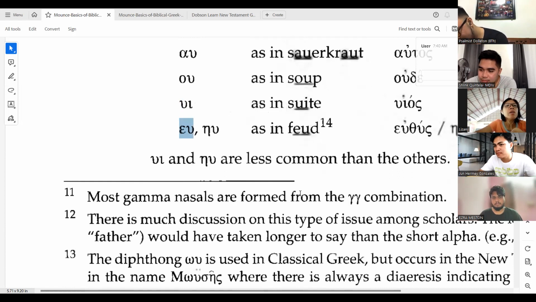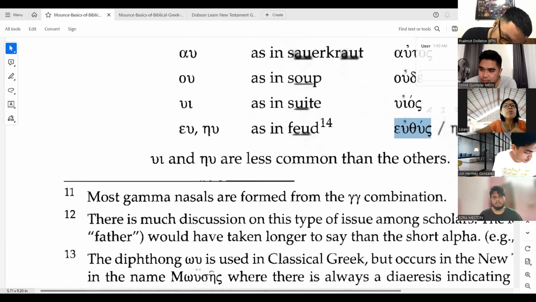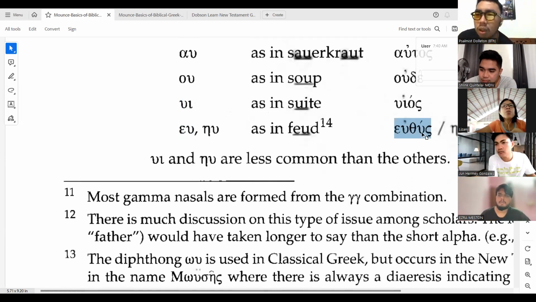And then the U, no? Epsilon and then upsilon. The U as in feud. And it also follows the eta and then the upsilon, U. So what we find here is euthus. U and then theta. So it is not the same as the letter tau, no? Tau. It is the theta, no? So euthus. And then yuksanen.